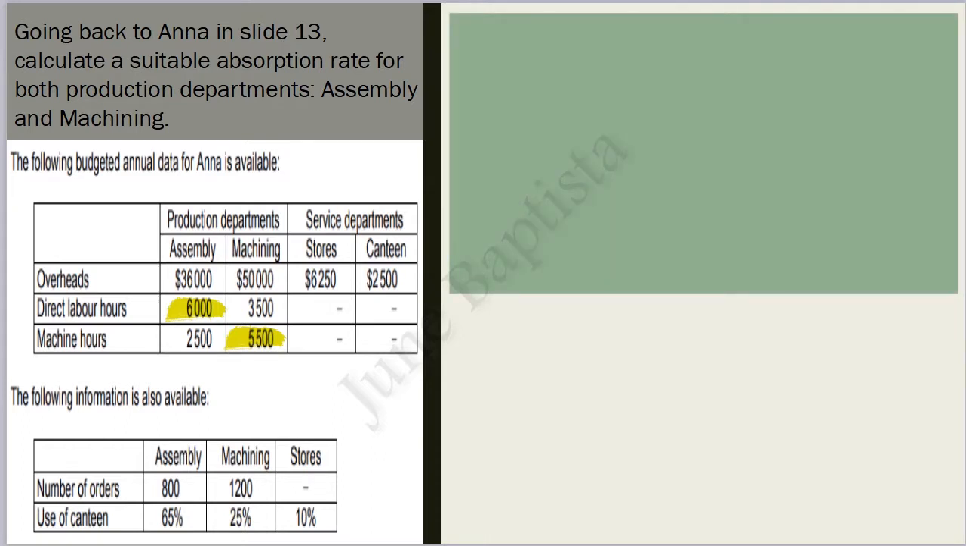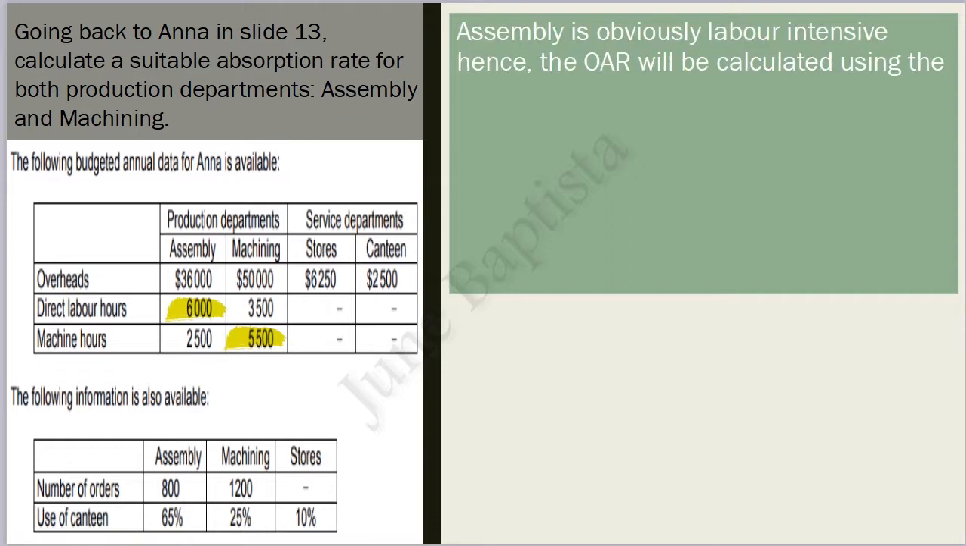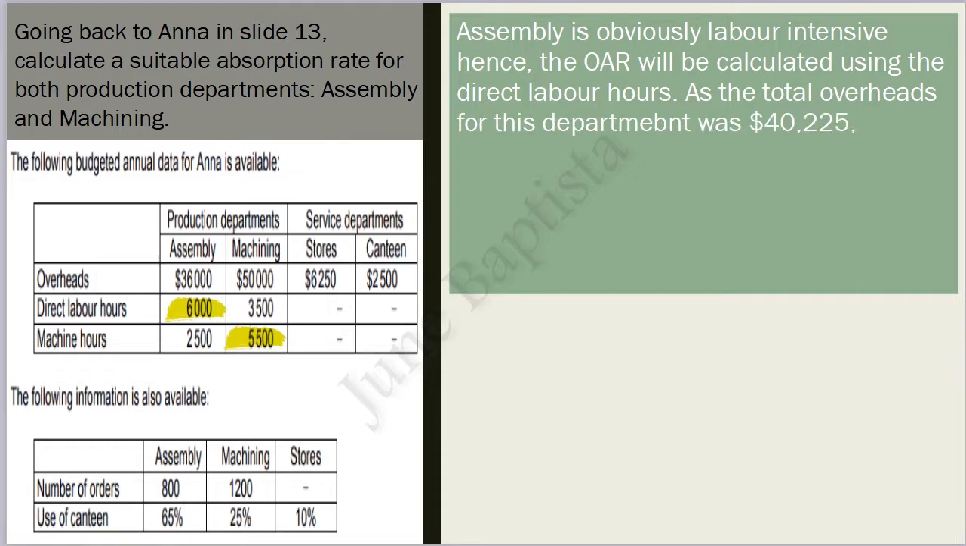In the green box, the OAR for the assembly department is calculated. Assembly is obviously labor intensive. Hence, the OAR will be calculated using the total direct labor hours. As the total overheads for this department was $40,225, the OAR for the assembly department is $40,225 divided by 6,000, which is the total direct labor hours used by this department, to give us an OAR of $6.70 per labor hour.